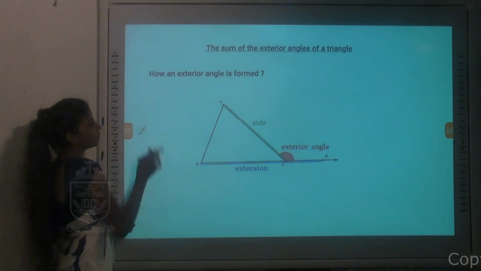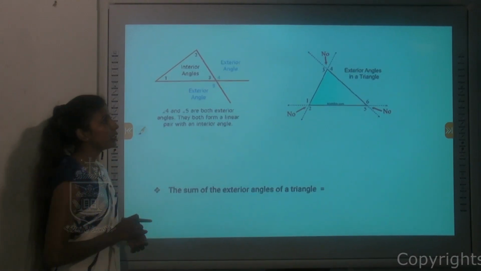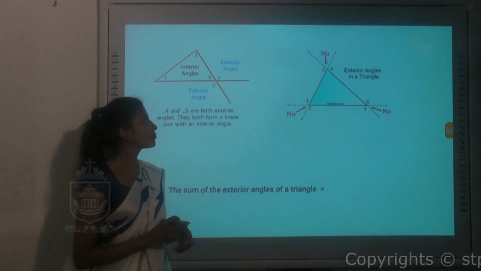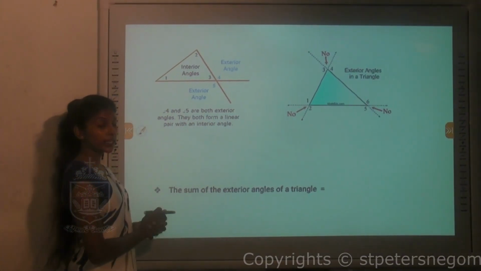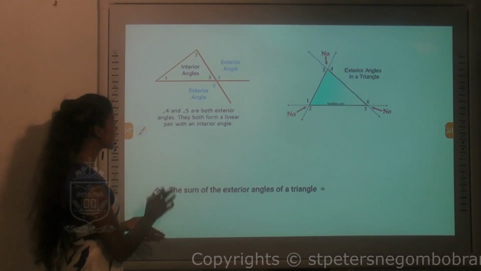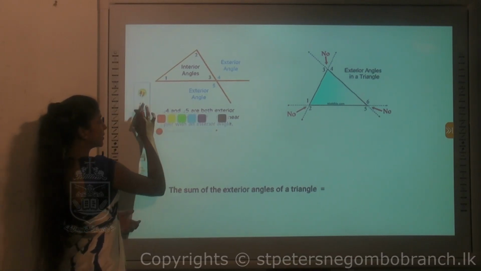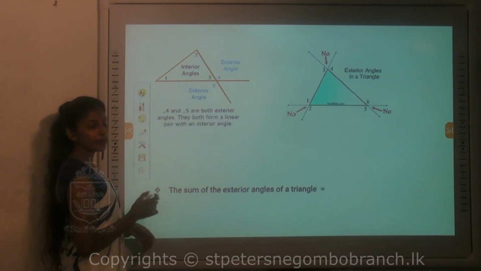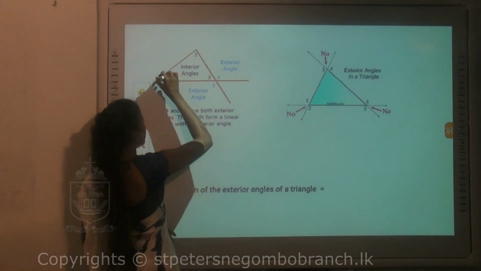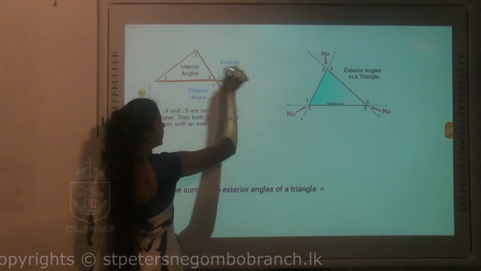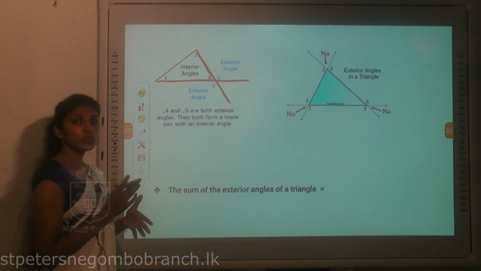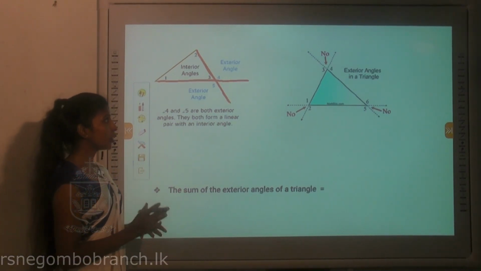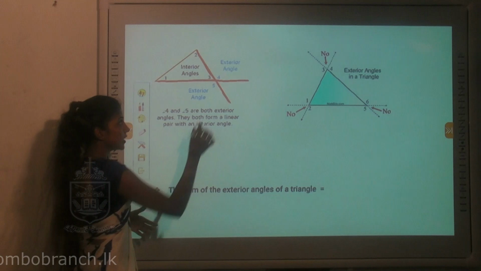So let's see how the exterior angles are formed in all three vertices. Okay children, so in this figure you all can see how the exterior angles are formed at a vertex. So now here children, two lines are produced actually. This side is produced up to this place and this side is produced up to this place. So when you produce two sides, you will form two exterior angles.